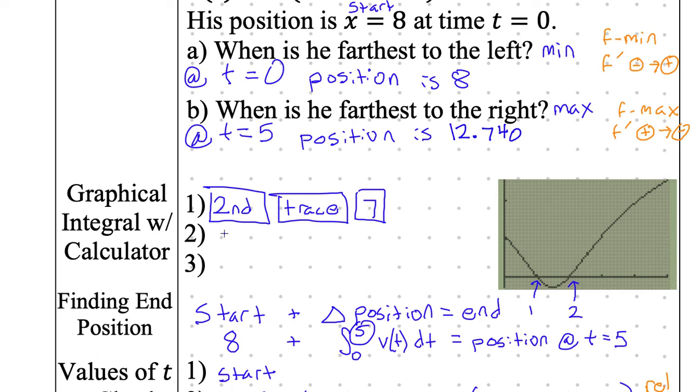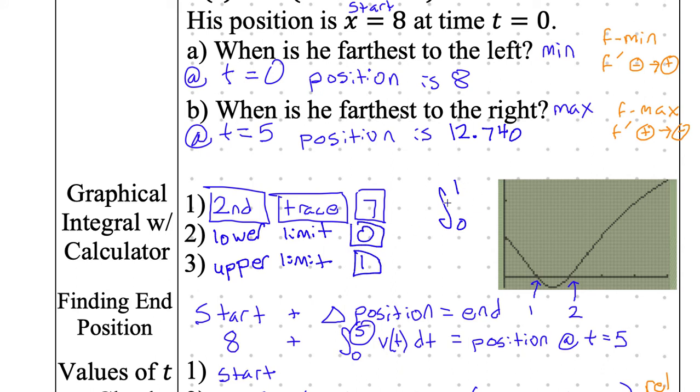Oh, I guess we didn't enter in all this stuff. You'd enter the lower limit and the upper limit. So if you were doing like the integral between 0 and 1, your lower limit would be 0 and your upper limit would be 1. If you had a different integral, then you would do different steps here.